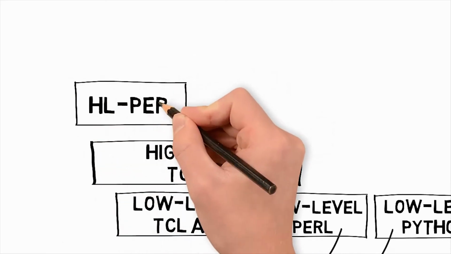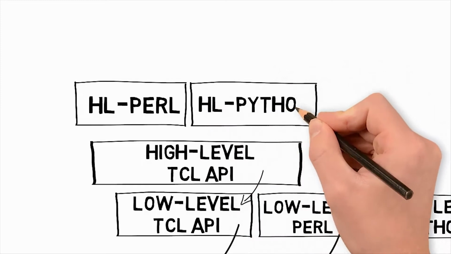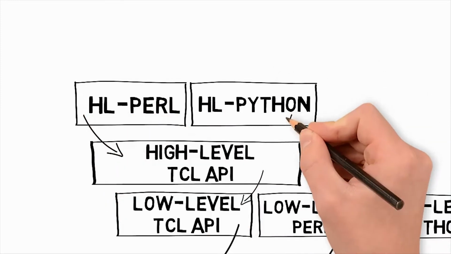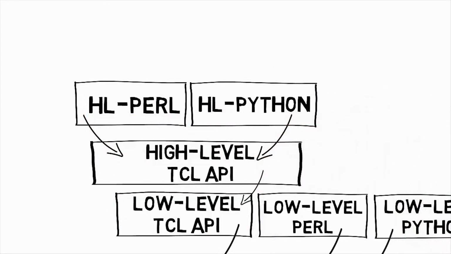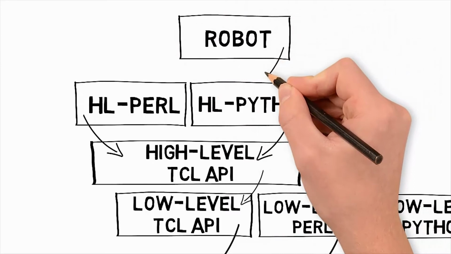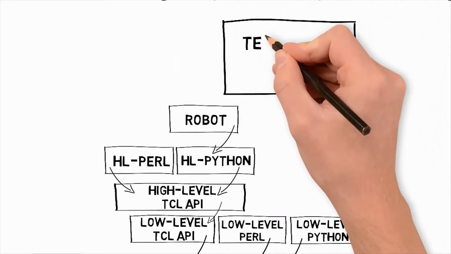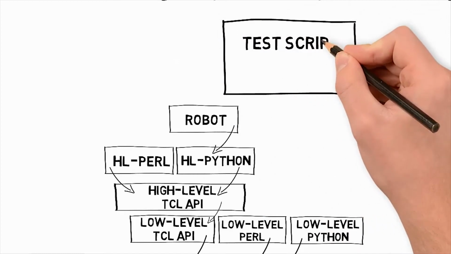This made scripting easier, but the users programming in the other languages wanted the advantage of higher level APIs as well, and so HLT API was wrapped into libraries for Perl and Python. Recently, open source frameworks have become popular, especially Robot, which is based in Python, so the high-level Python API was further wrapped into a Robot library.